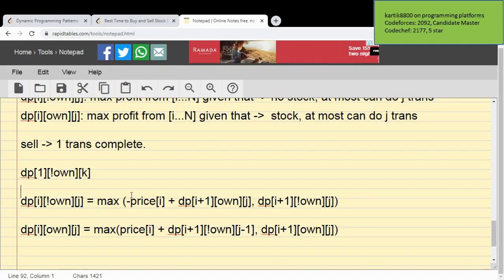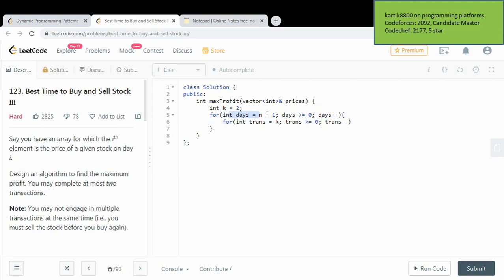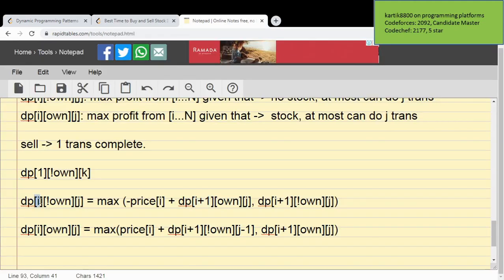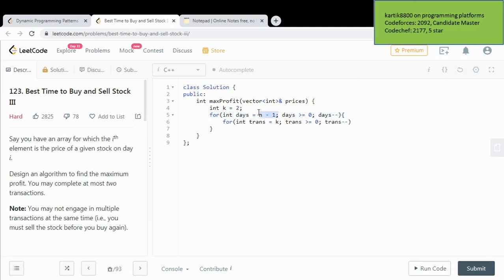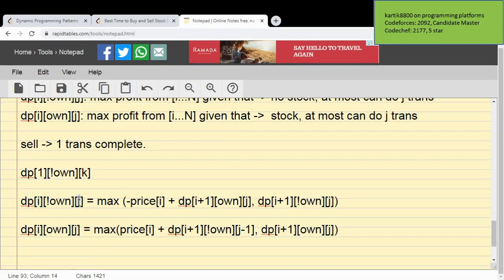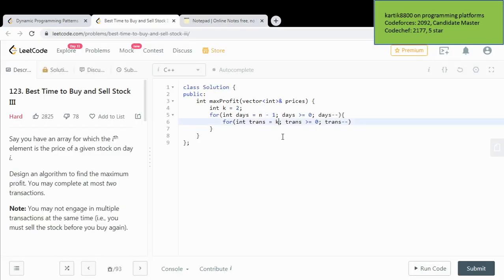Wait a second. You need to think how the states depend upon each other. To evaluate dp[i], you need to know i plus 1 before, and that is why days start from the end and go till 0. Because for evaluating the answer from i till n, you need to know the answer from i plus 1 till n. That is why your loop starts in reverse. But for transactions, for knowing the answer of j, you need to know the answer of j minus 1. So we can start from 0 and trans goes up to less than or equal to k.